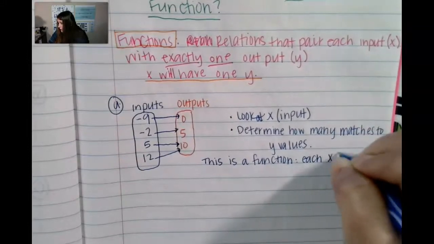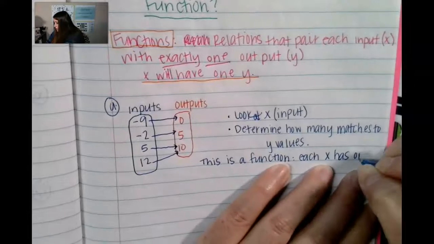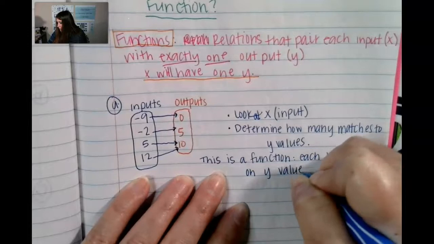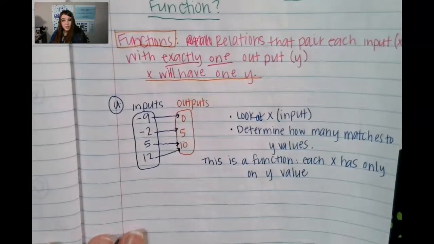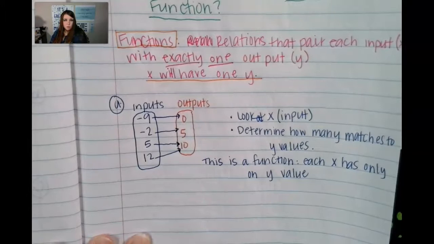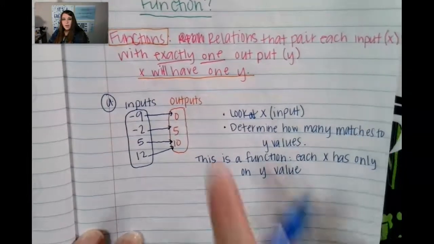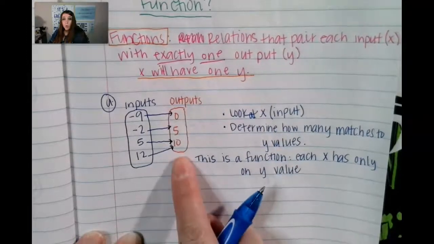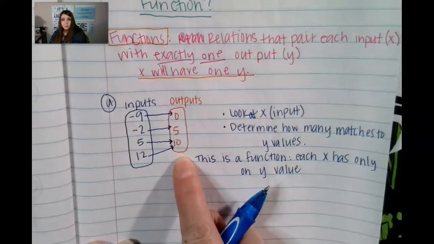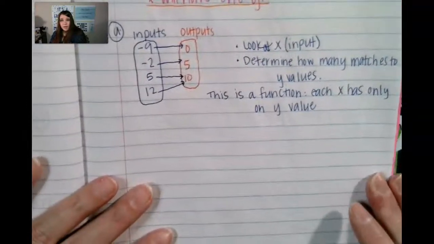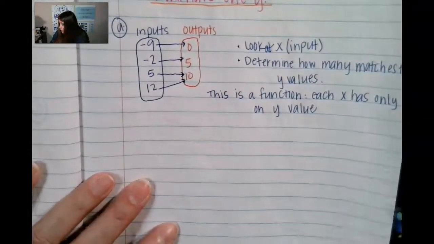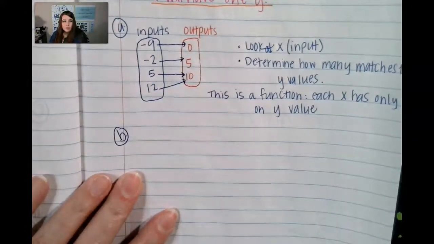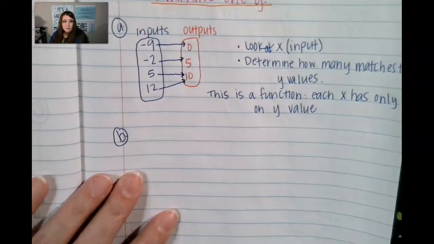So each x has only one y value. We could put these into ordered pairs and look at just the x values, which we'll do on the next one. Okay, so again, x will only have one y. Our x values here only have one y value. Okay, so let's go ahead and do another example. Again, we're determining, is this relation a function? So is this a function?